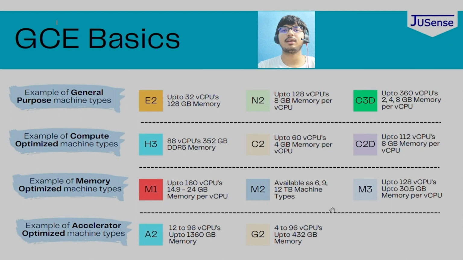Finally, as examples of accelerator optimized machine families, we have A2 that provides 12 to 96 vCPUs and up to 1360 GB memory, and also G2 that provides 4 to 96 vCPUs and up to 432 GB memory.